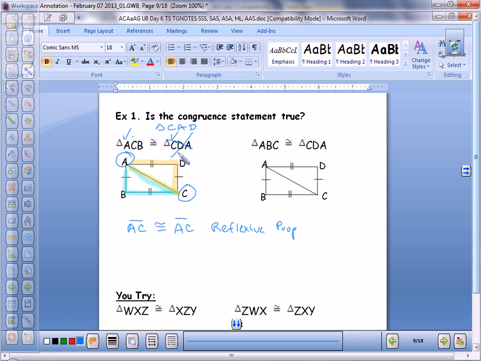Okay, is this congruent statement correct? Take a look at this picture. Same picture, but is that statement correct? ABC is congruent to CDA. Yes, this one is correct.